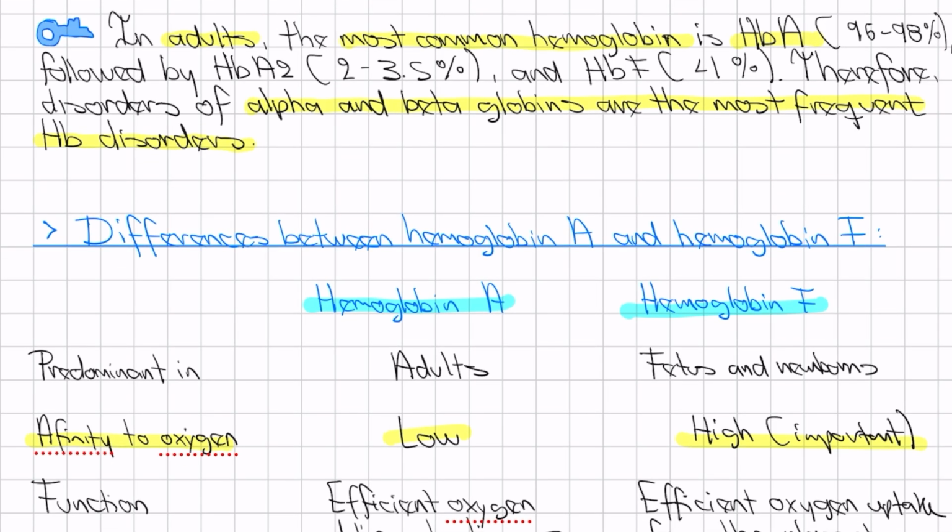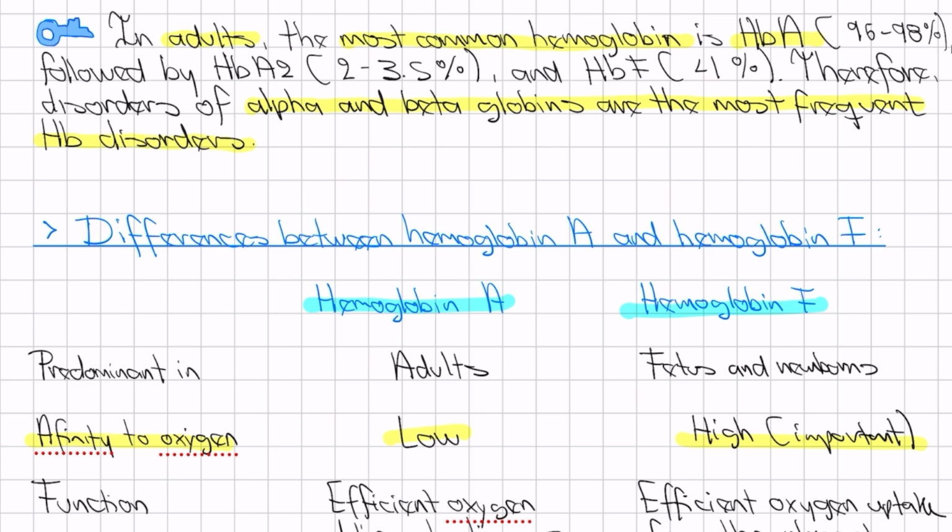Importantly, in adults, the most common hemoglobin is hemoglobin A. It constitutes about 98% of the total amount of hemoglobin. This is followed by hemoglobin A2, which is about 2%, as we mentioned before. And there is a very small amount of hemoglobin F, or fetal hemoglobin, in the adults, which is mostly going to be less than 1%.